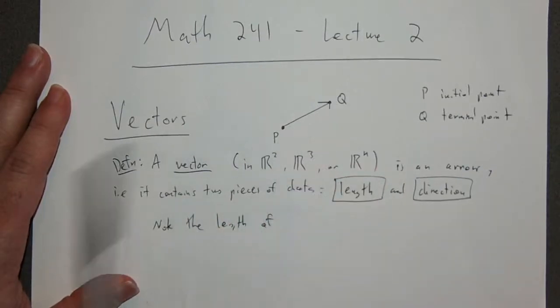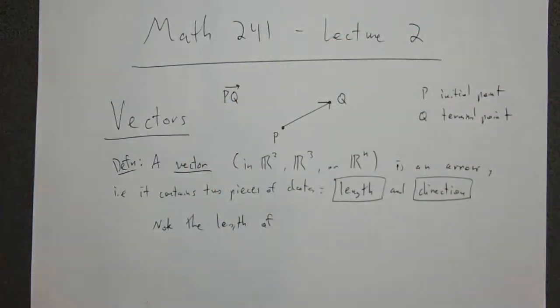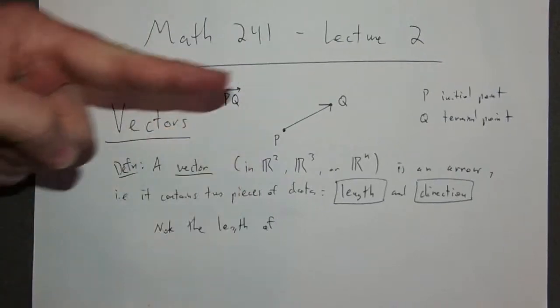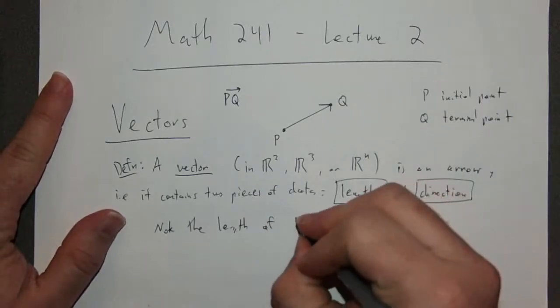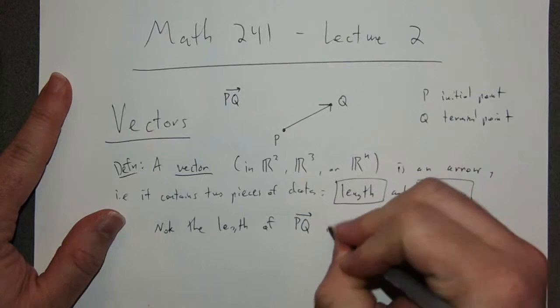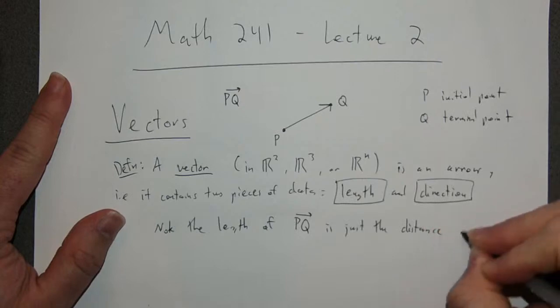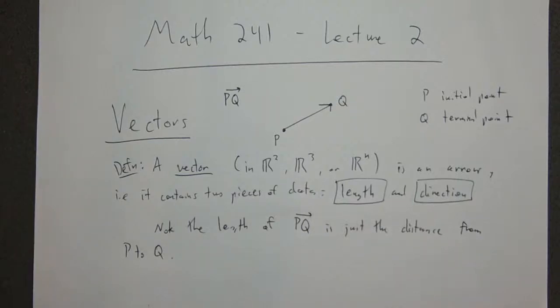And let's give this vector a name. So let's call this vector the vector PQ. And I draw an arrow over it, right? The second I draw this, you automatically know what this means, right? So it's a vector. It has initial point P, terminal point Q. That's the direction it's going in, right? From P to Q. So note the length of the vector PQ is just the distance from P to Q. Or from Q to P, since we know that distance is symmetric, right? It doesn't actually matter which of those.